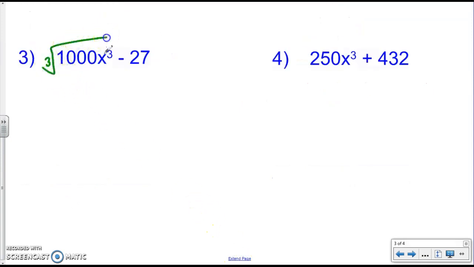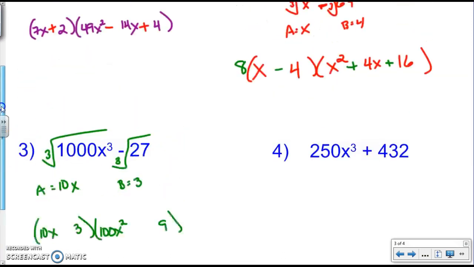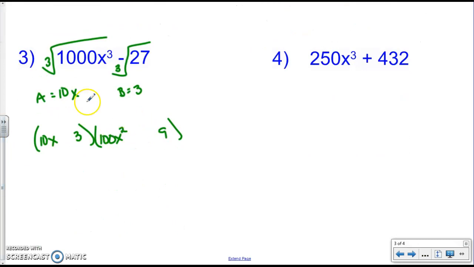Take the cube root of 1000, which is 10. X to the third is x. Take the cube root of 27 to get 3. And then the pattern is always the same. So once you have those, bring your a down, bring your b down, square your a, and square your b. People miss their exponents there, so make sure you have an x squared there. And then multiply a times b. So 10 times 3 is 30x.